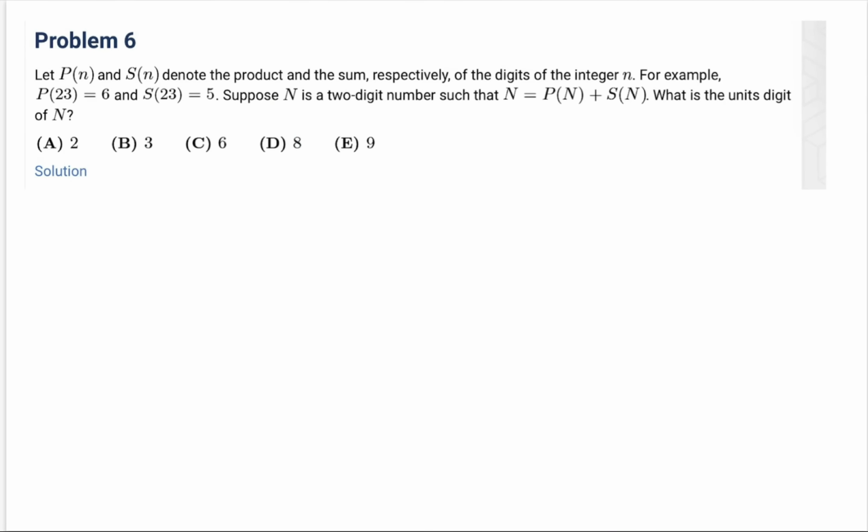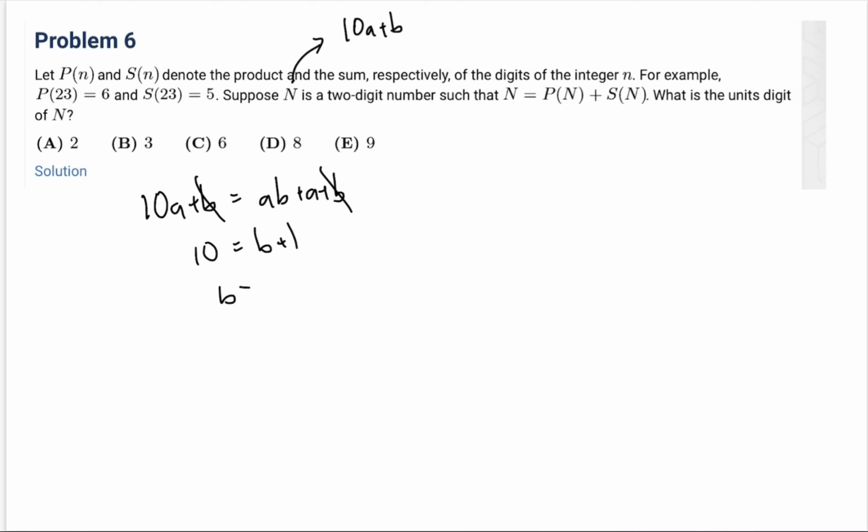Problem number 6: Pn and Sn denote the product and the sum respectively of the digits of the integer n. So P23 equals 6, S23 equals 5. If n is a 2-digit number, let's say that n is 10a plus b, then n equals Pn plus Sn. So 10a plus b equals ab plus a plus b. So b cancels, and dividing by a, 10 equals b plus 1. So b is 9. b is the units digit, so it's E.